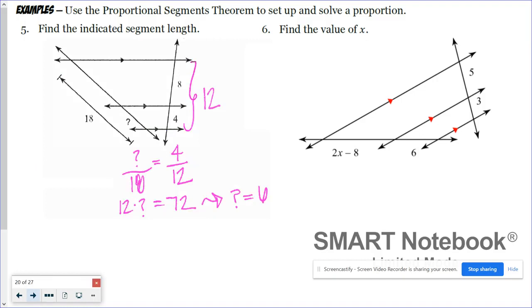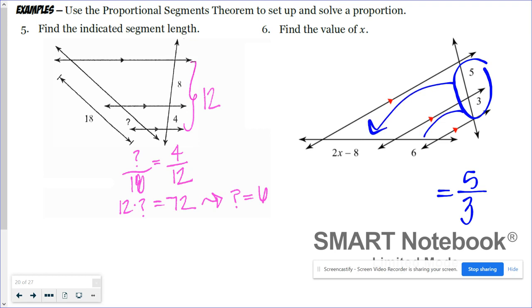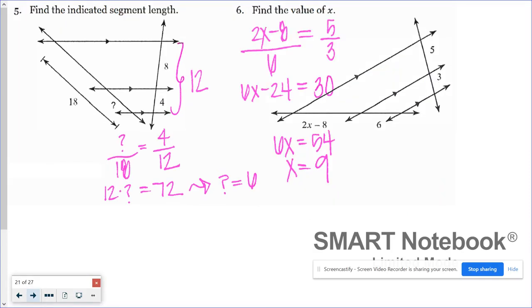Okay, easy. When I look at number 6, the proportion that's kind of jumping out at me is to do top over bottom. So here with the 5 and the 3, top over bottom. So 5 over 3 equals, then make sure you write the other ratio in the same order. Pay attention to those corresponding parts. So the top part would be 2x minus 8, and the bottom part would be 6. And there's my proportion. Top over bottom equals top over bottom. And so I end up with x is 9.